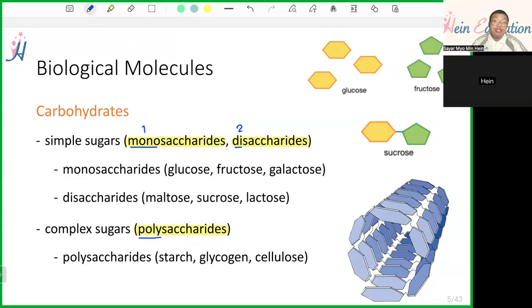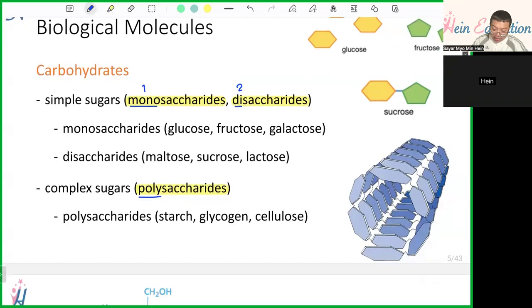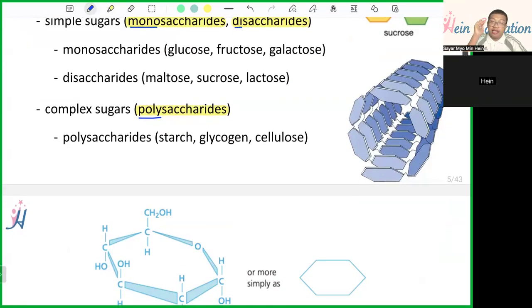The disaccharides include maltose, sucrose, and lactose. The complex sugars, or polysaccharides, are starch, glycogen, and cellulose. Starch is the storage material in plants, glycogen is the storage material in animals, and cellulose is the part of the plant cell wall. So starch is energy storage in plants, glycogen is energy storage in animals, and cellulose is part of the cell wall. These are the polysaccharides.